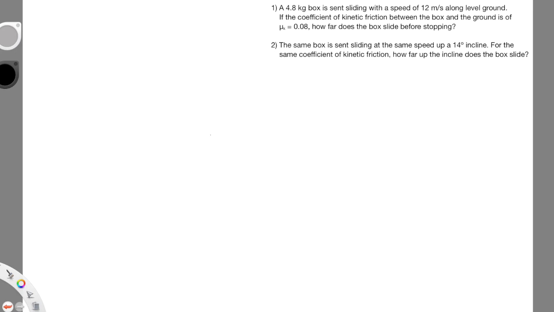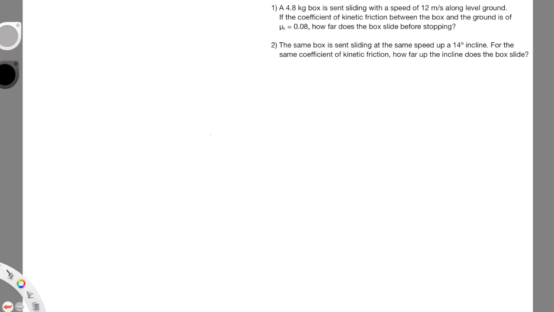Alright, as promised, I have a forces problem for you guys, including stuff on inclined planes. This problem will also demonstrate static and kinetic friction. The first two I have here are for kinetic friction, and then I have a couple more problems with static friction as well. So let's start with number one here.